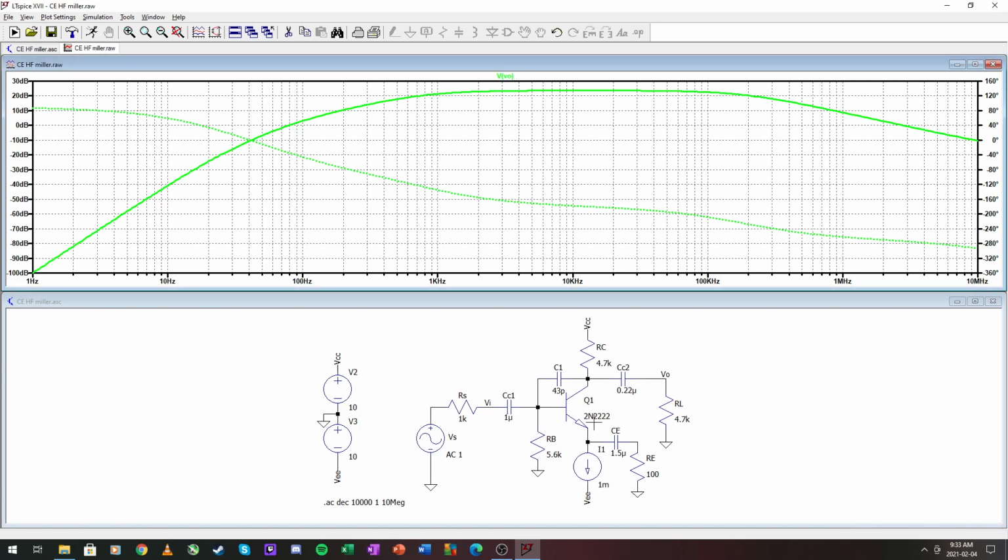Okay, so both of these are quite close to the value that we wanted. And that is how we design Miller capacitors, load capacitors, and calculate the higher cutoff frequencies of the amplifier using Miller.